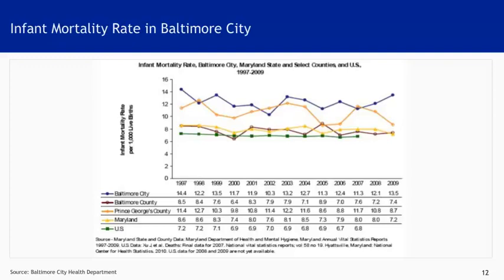This figure depicts the infant mortality rate over time in Baltimore City in the blue lines with filled circle data points. You'll notice that the line jumps around a bit, and there's no clear trend in the rate increasing or decreasing from 1997 to 2009.